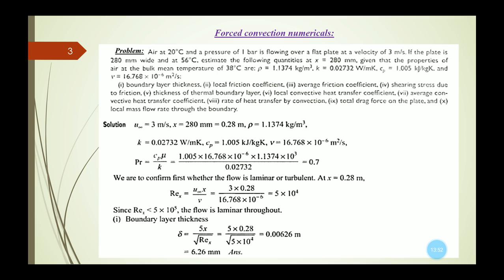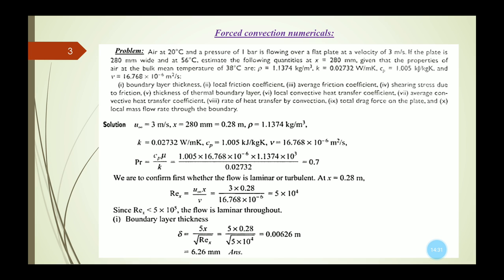Based on these given values, we can calculate the value of the Prandtl number. To calculate the Prandtl number, we need to use the formula which is mu Cp by K. In this formula, mu, Cp and K, all these three parameters are known to us. So if we put these values in this equation of the Prandtl number, then we will get the value of the Prandtl number as 0.7.